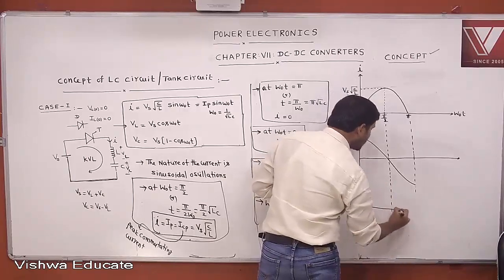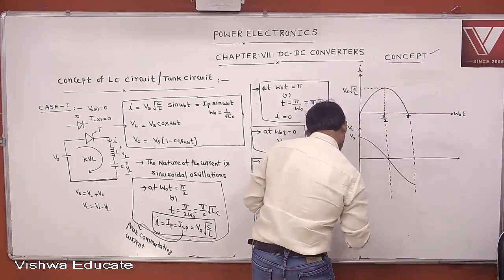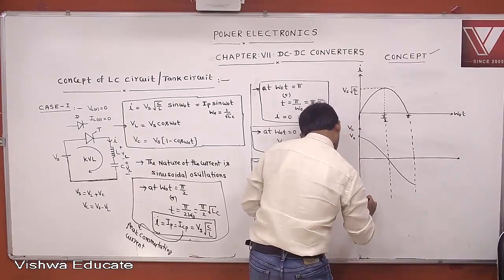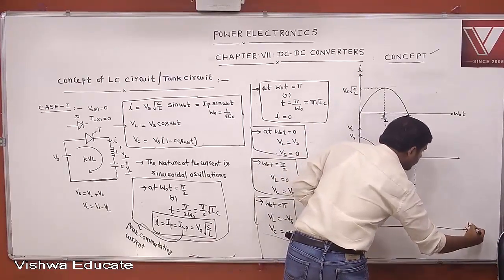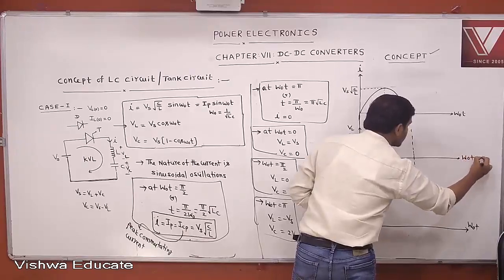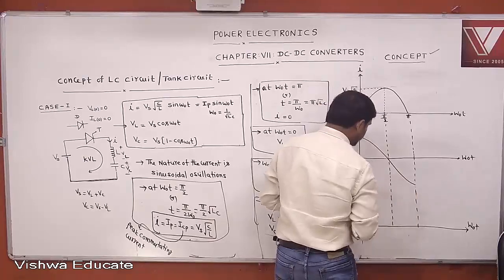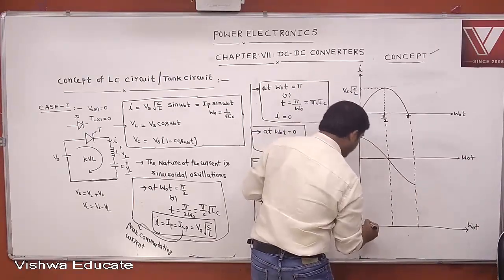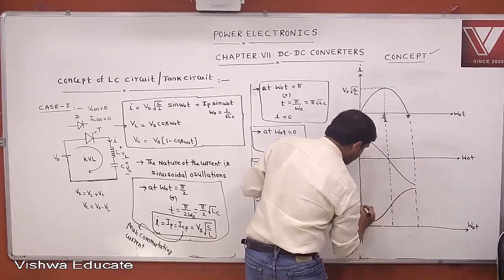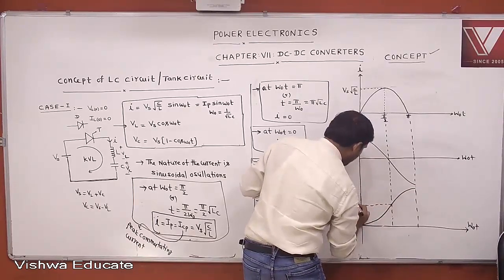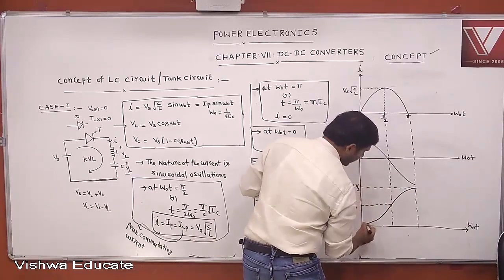Then you draw the voltage across the capacitor waveform. This also has the omega naught t axis. If you draw the voltage across the capacitor waveform, at omega naught t equal to 0, this is 0. This is plus Vs. This is 2 Vs. Then you get the wave shape like this.